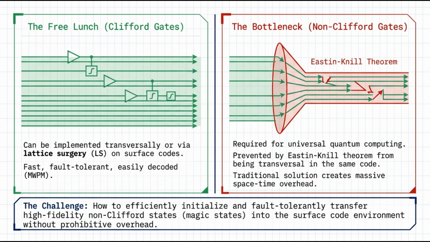However, the Eastin-Knill theorem states that no single quantum error-correcting code can implement a complete universal gate set transversally. Universal quantum computing requires non-Clifford gates, such as the T-gate, which is shown in the red panel on the right as a severe bottleneck. The traditional solution, magic state distillation, introduces massive spacetime overhead that limits near-term implementation. The central challenge addressed by this paper is how to efficiently initialize and fault-tolerantly transfer high-fidelity magic states into the surface code environment without such prohibitive overhead.